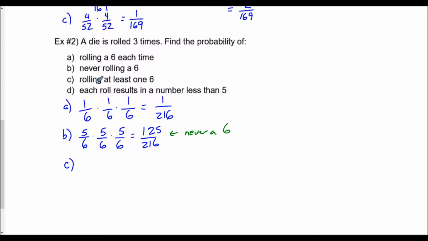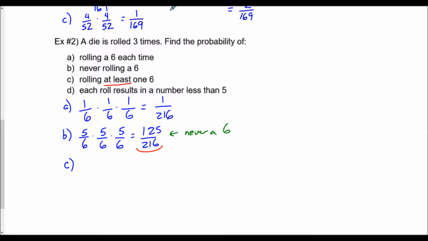So what would be the probability of rolling at least one 6? Well, that's a little bit of different terminology than we've dealt with before. At least means that you can have 1, could be 2, or it could be all 3. So you could have 1 six, you could have 2 sixes, or you could have 3 sixes. You are just not going to have no 6s. So if you're not going to have no 6s, this is our probability of having no 6s.